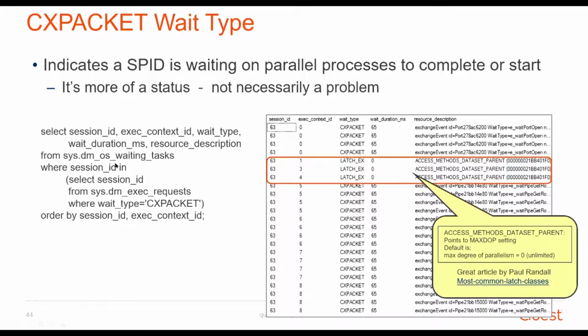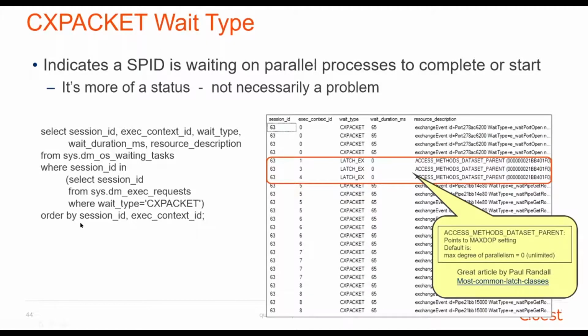So you go to sys.dm_os_waiting_tasks, and you put in the session ID of the coordinator, the one waiting on CXPACKET. And so you get this lower level view of what the worker bees are waiting on. As you can see here, I have these three waiting on a latch. If you look this up, and Paul Randal has a nice article on latching, you can see that this ACCESS_METHODS_DATASET_PARENT really points to max DOP, and it's saying that the max degree of parallelism is set to 0, which is unlimited.